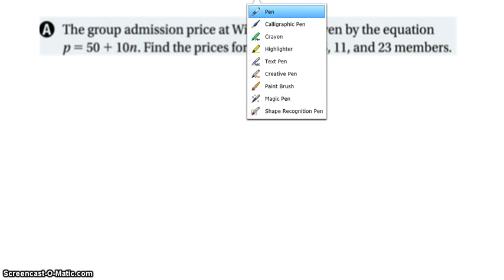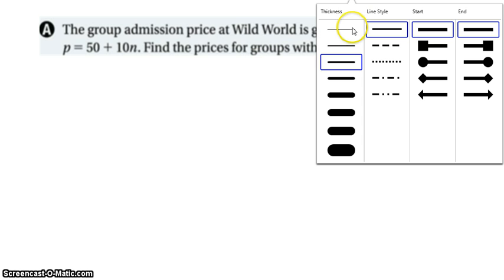All right, so to recall, we are going to practice a few of these with problem A from the book. The equation is P equals 50 plus 10N, and we are going to find prices for groups with 5, 11, and 23 members. So to remind you, the order of operations is that we first do anything with grouping symbols, then exponents, then we do multiplication, division in order, left to right, and then addition and subtraction left to right.